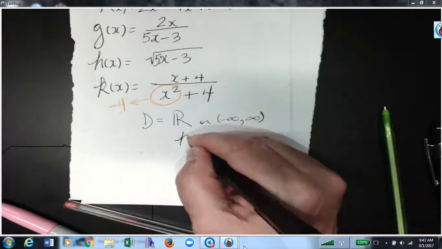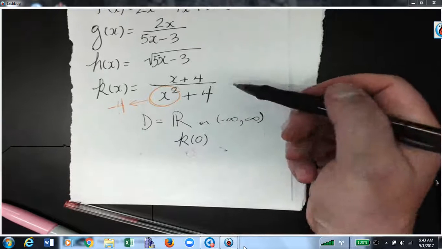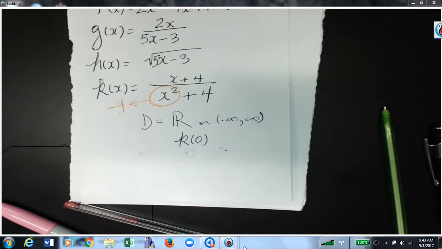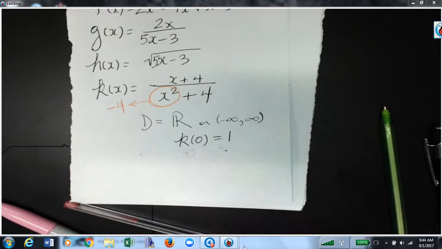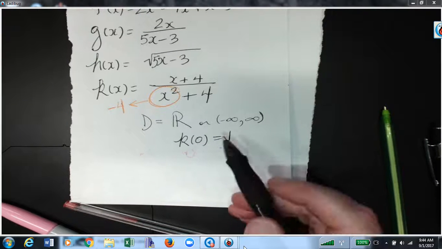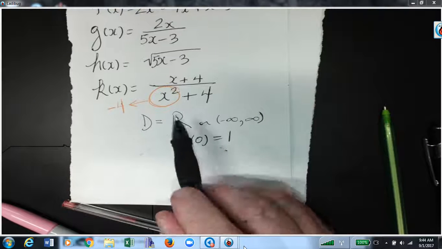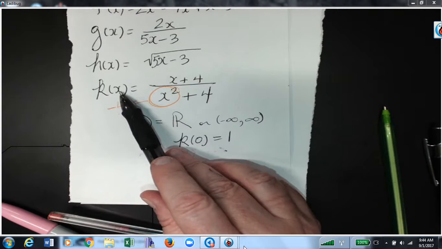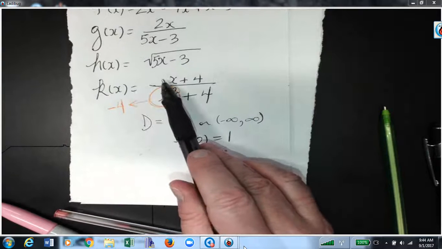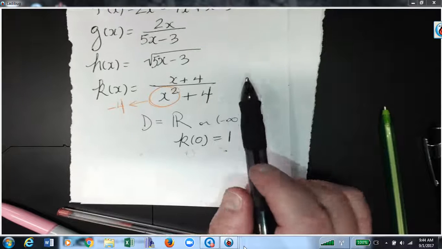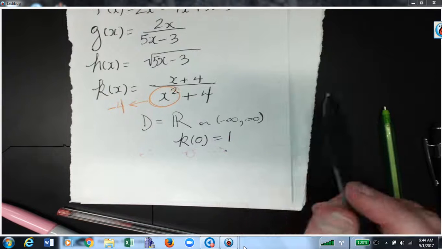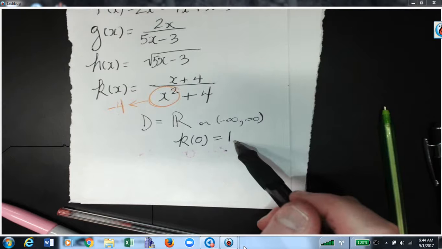What is k evaluated at 0 for this function? 1. So in the video when we were evaluating functions, if I just have a number, then just rewrite the equation, and wherever there's an x, replace it with a 0. So I get 0 plus 4 all over 0 squared plus 4. So the numerator is 4, the denominator is 4, and that reduces to 1. Okay.